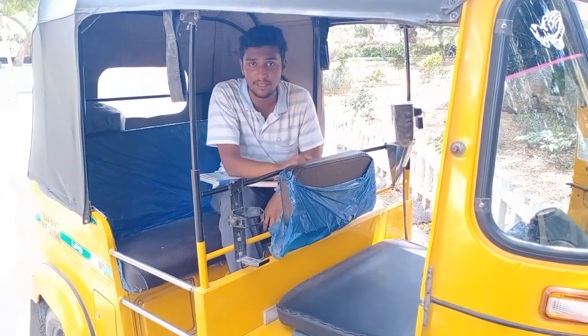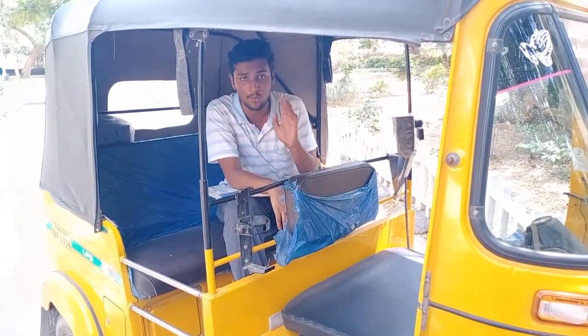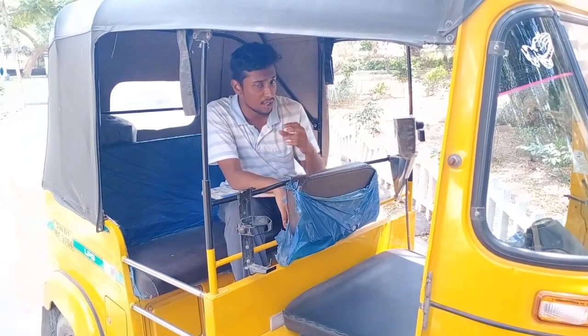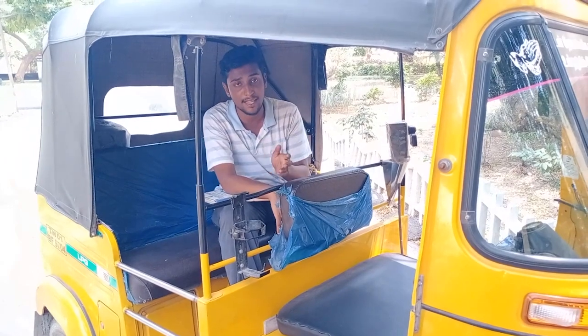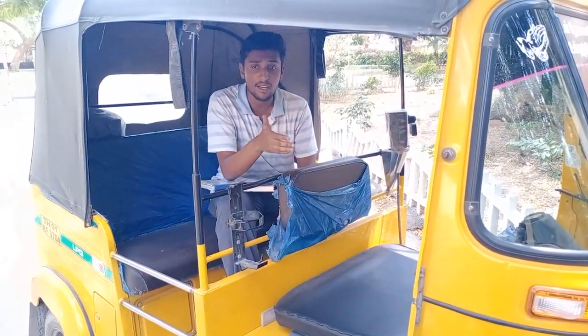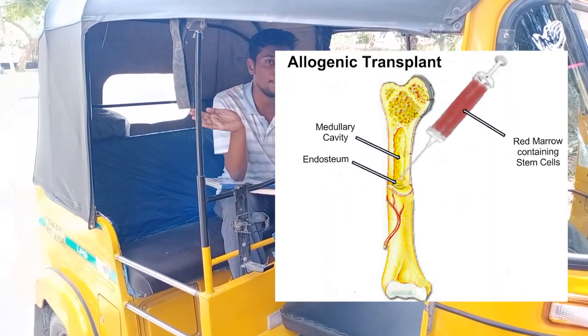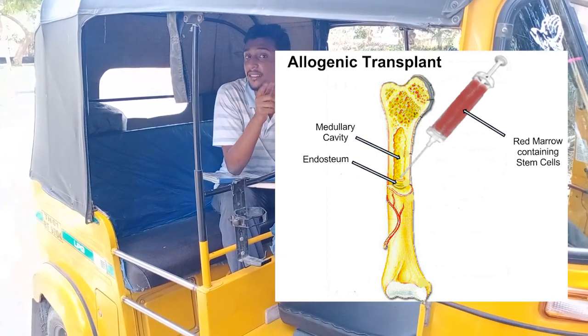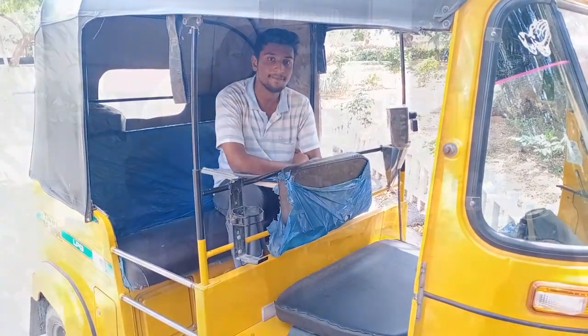But in the case of stem cells, the diseased bone marrow is replaced by a healthy one. Here, the diseased bone marrow is removed from the iliac region and replaced by a healthy donor one. So all the cancerous cells are removed and replaced by healthy stem cells. This is how leukemia treatment and bone marrow transplantation takes place.